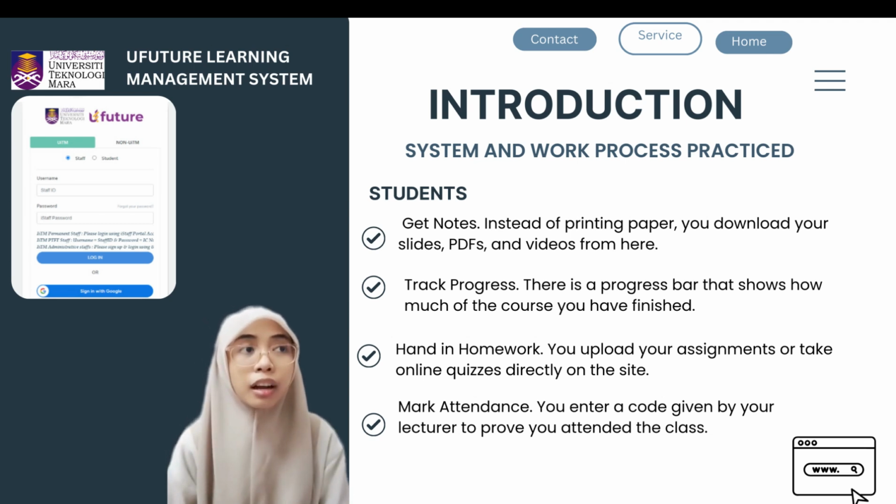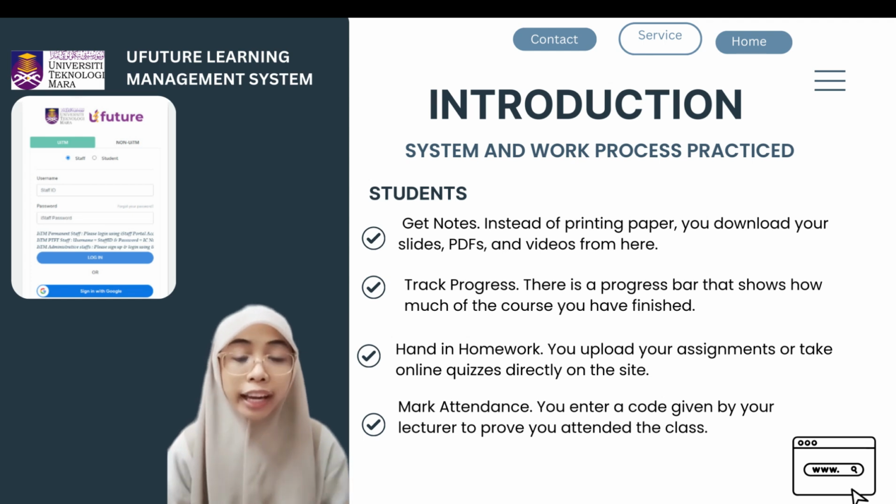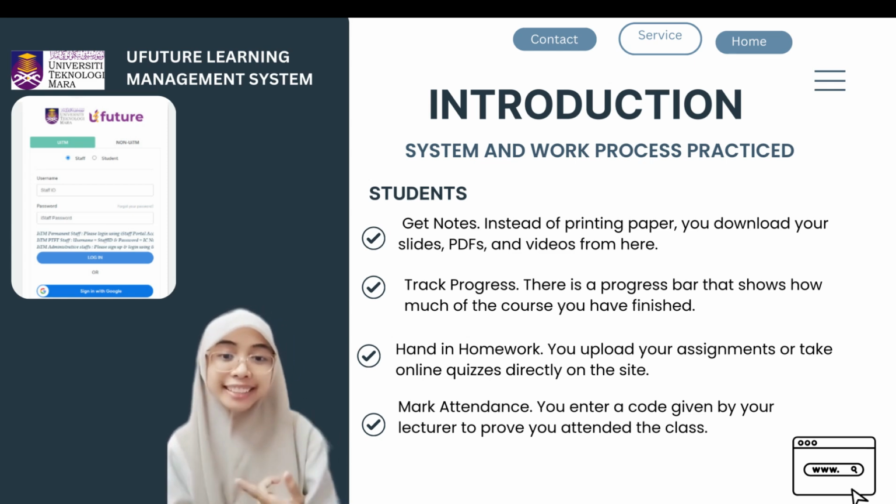For example, courses BTM 533, BTM 532, BTM 535 and other courses that you can get. Lastly, for students, you can mark attendance. You can just enter a course given by your lecturer and mark your attendance.